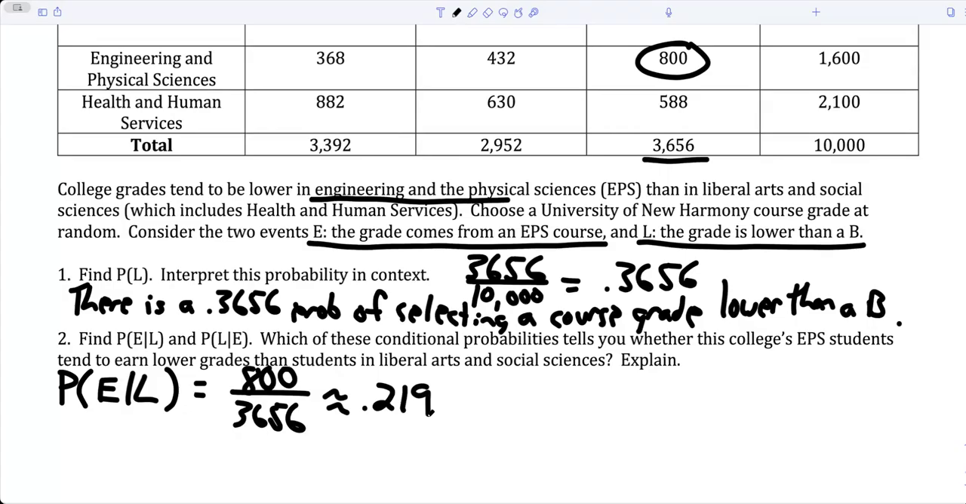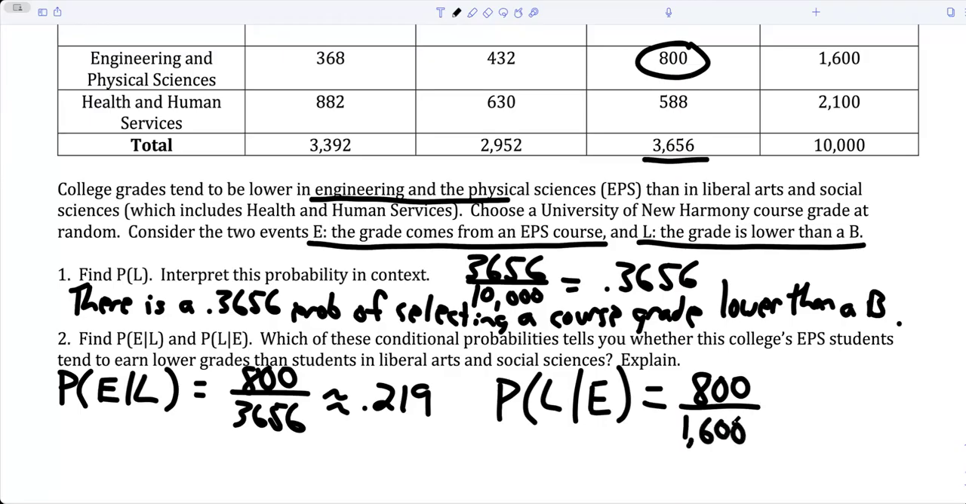And now we're gonna find the probability of L given E. Which is going to have the same intersection, which is 800. But this time they must be in the engineering and physical sciences school. And the total in the school is 1,600, which is 0.5.